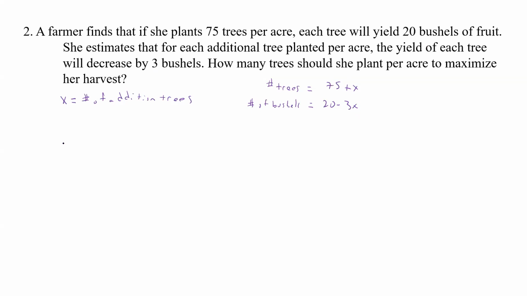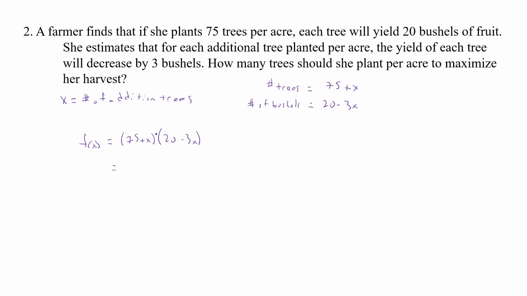And so our function of x, again, f of x, is going to be the number of trees times the number of bushels. So if we just had the 75 times 20, that would be the given, but we want to find out what the maximum would be. So what we're going to do is take 75 plus x times 20 minus 3x, and we're going to get our quadratic function.